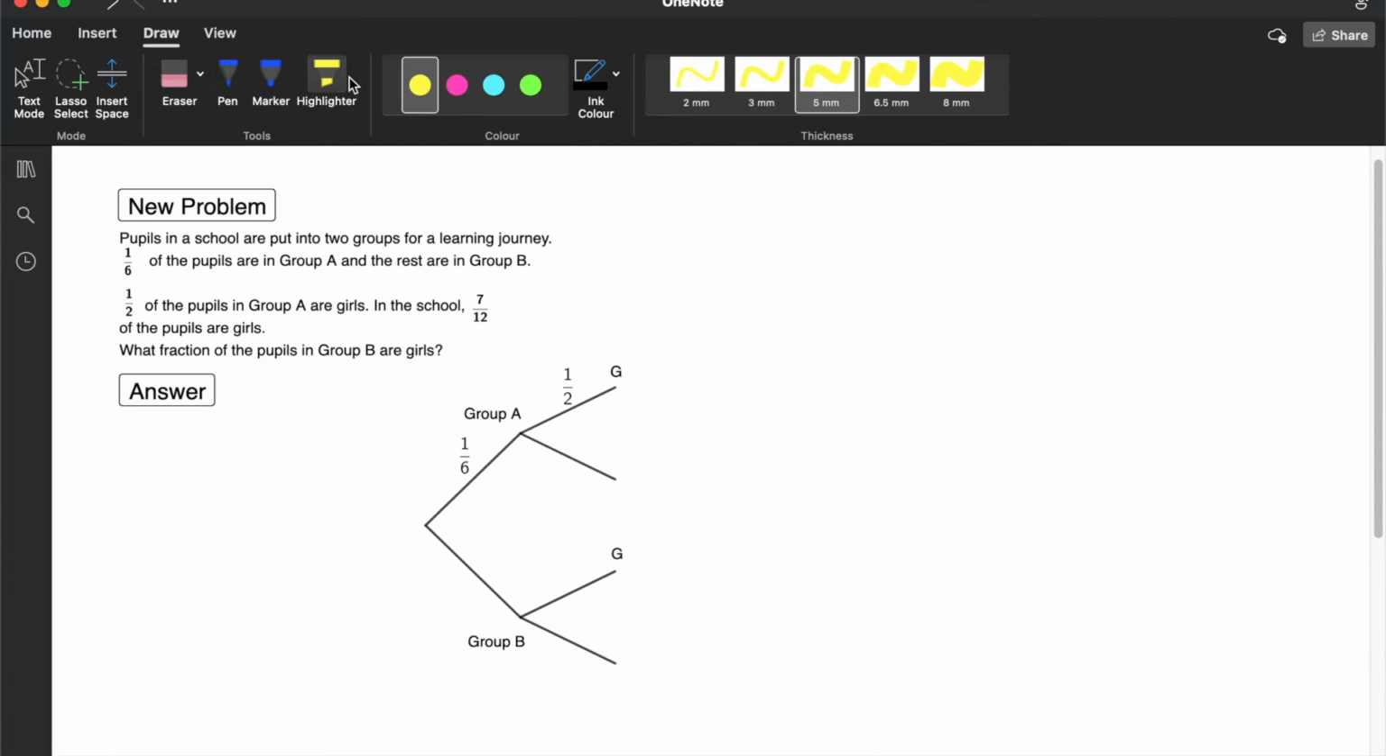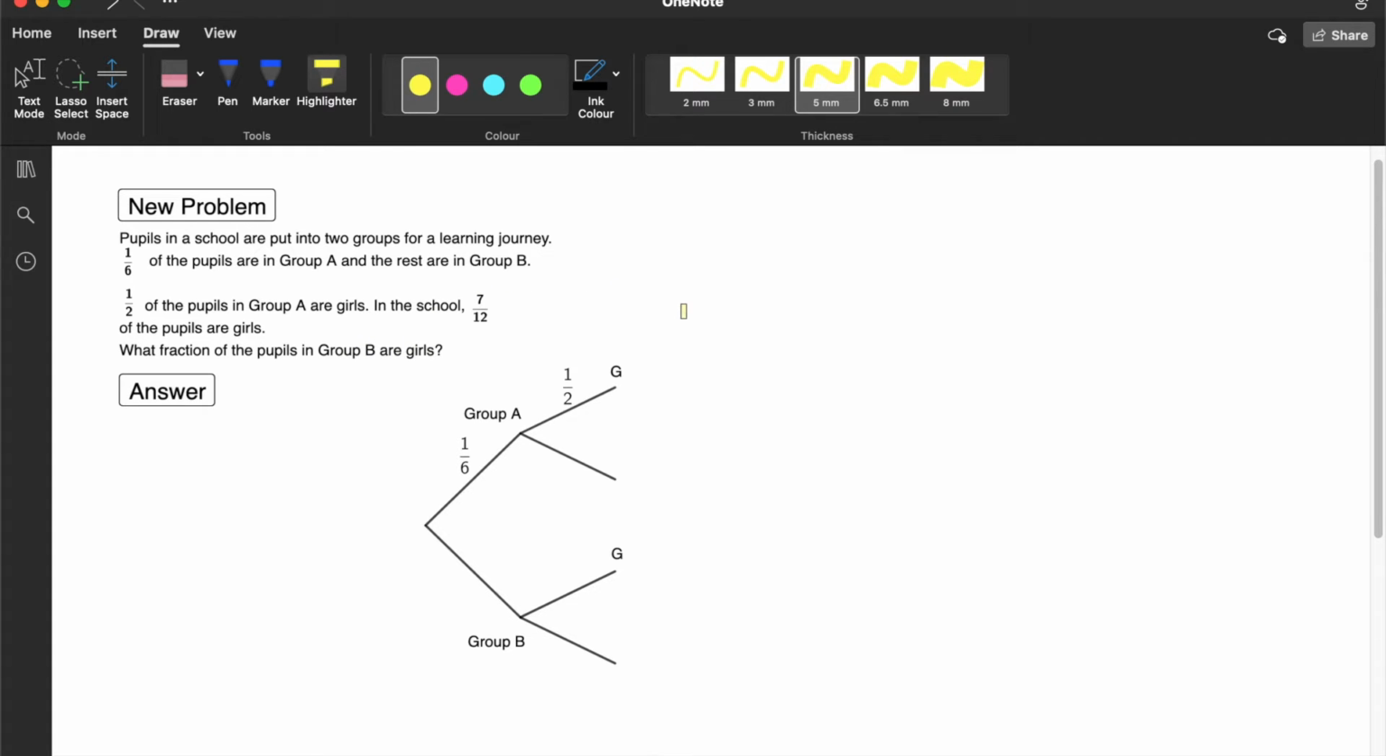Let's read the question together. Pupils in a school are put into two groups on a learning journey. 1/6 of the pupils are in group A and the rest are in group B. Half of the pupils in group A are girls. In the school, 7/12 of the pupils are girls. So the question is, what is the fraction of pupils in group B that are girls?